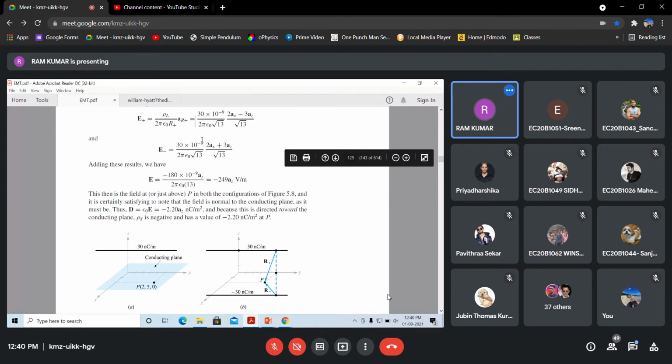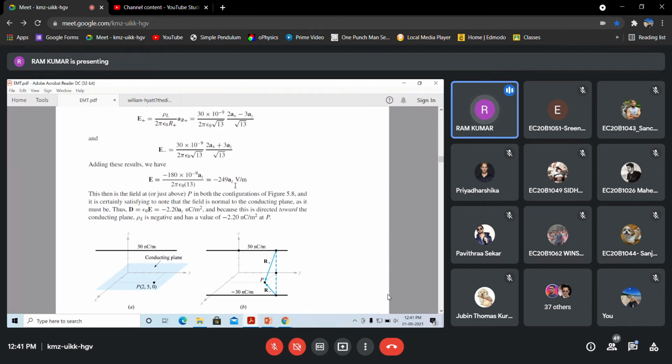Only difference, this becomes minus 2ax, this becomes minus 3az. So minus 2ax plus 2ax cancelled, then 3 becomes minus 6. When you multiply over here, you will get this answer: minus 249 AZ vector volt per meter. This is actually the electric field intensity at the point P.